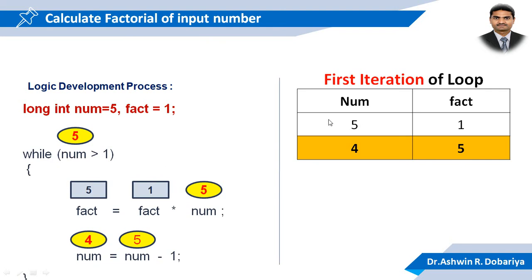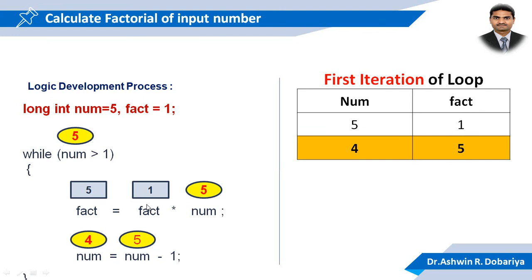Suppose we start with the initial value of num as the input number 5. Factorial is initially assigned 1. Then the first time, is number greater than 1? Yes, 5 is greater than 1, the condition becomes true. Then what do we have to do? Actually we have to calculate fact. Initially fact is 1 multiplied by whatever number is there, so 1 multiplied by 5. So the overall answer becomes 5, and that will be stored in the factorial variable. So the latest value of factorial is 5.